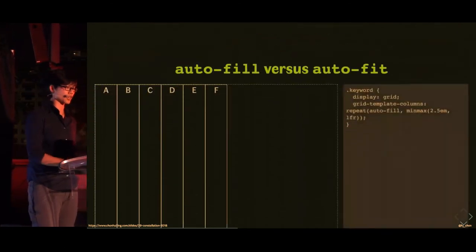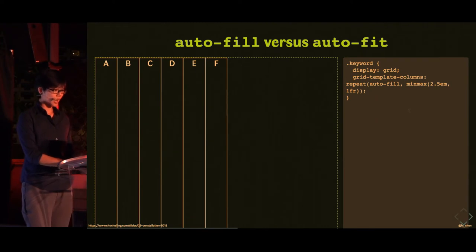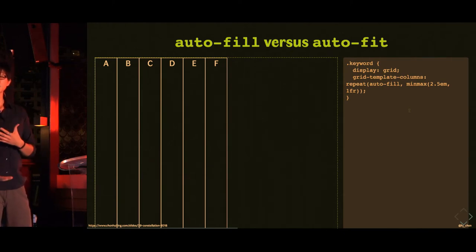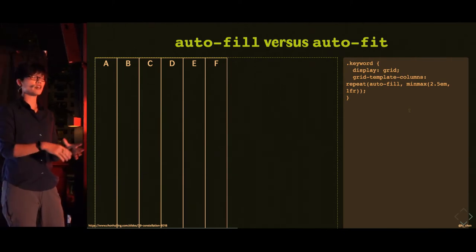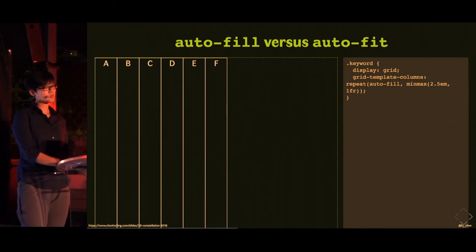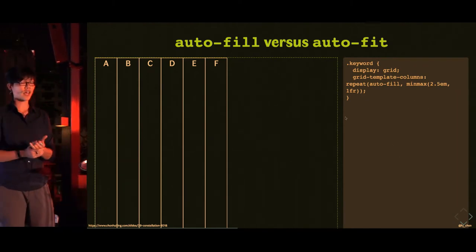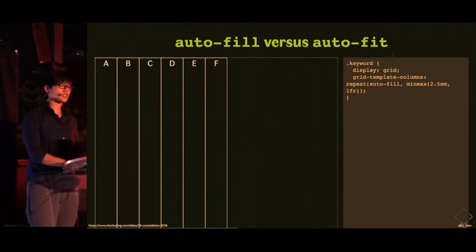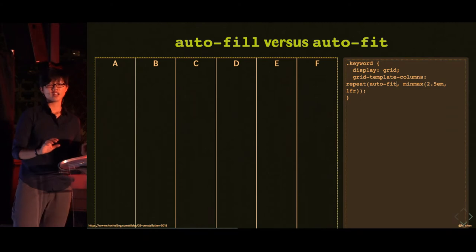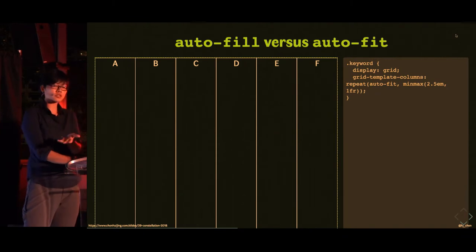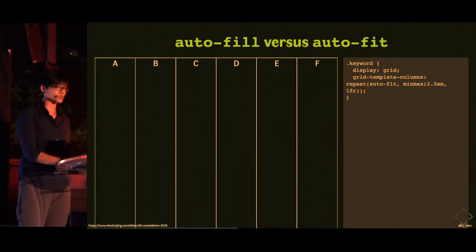So we can see how this actually works. In this example, I have a function that is supposed to repeat the pattern of 2.5em columns, but if I have more space than 2.5ems, the browser is free to make the columns larger. Now that I'm using auto-fill, I only have 6 grid items, and they've filled up the 6 columns accordingly, but there's more space to the right. The browser respects the fact that the space is there. But if I change this value to auto-fit, it will collapse the empty columns and fill up the remaining space instead. That's the only difference. And you can use this for a variety of designs if you so choose.